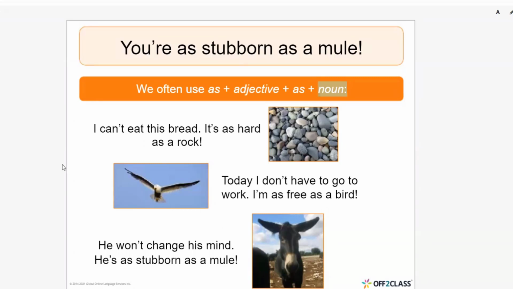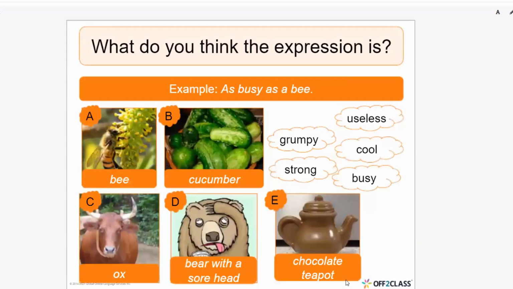Okay, very good. So in all the examples, it follows that same pattern. There's as, hard is going to be our adjective, and then as and rock is the noun. Okay. So here's as, adjective, as, noun. And when I was saying it compares between two different things or unlike things, right? So it's not comparing one rock to another rock. It's comparing bread to a rock. Here it's comparing a person to a bird, okay? And anytime we use this word as, the kind of comparison is called a simile. So you guys might have heard of that before.